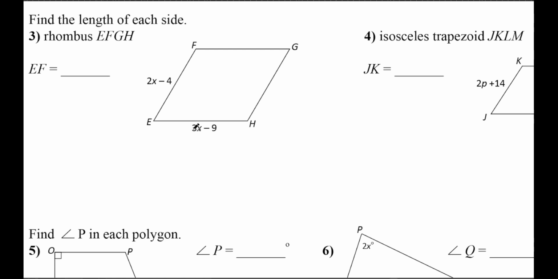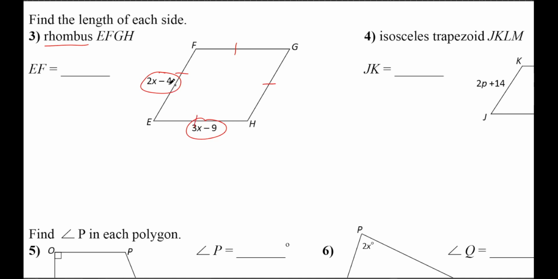So anyway, let's do this. Let's take a look at this. Find the length of each side. So this is a rhombus. They tell you it's a rhombus. What do I know about all 4 sides of a rhombus? They're all the same. Exactly. They're all equal to each other. So what do I know about this side and this side? If this is a rhombus, all the sides are equal.